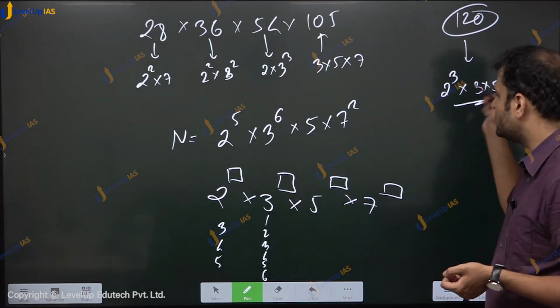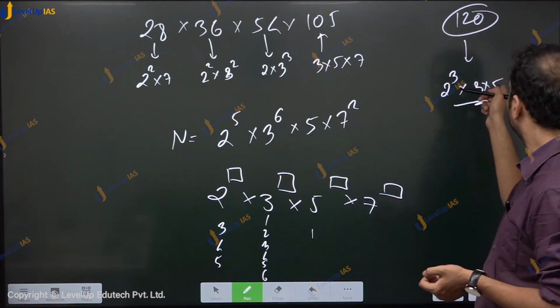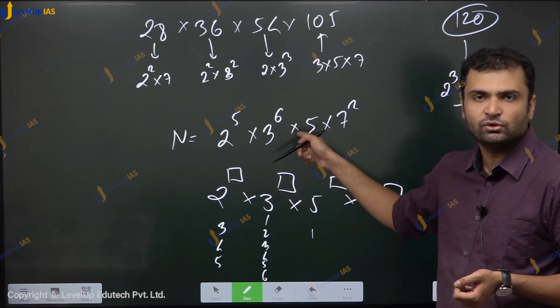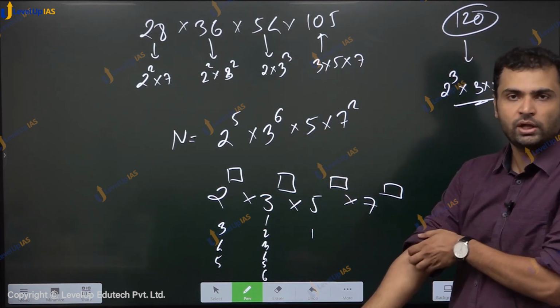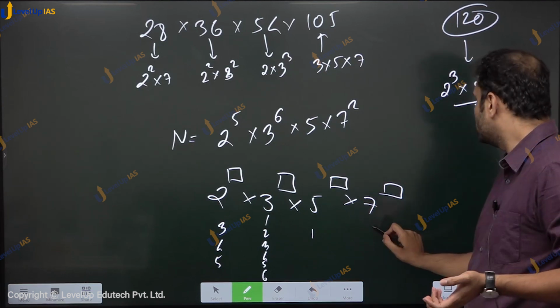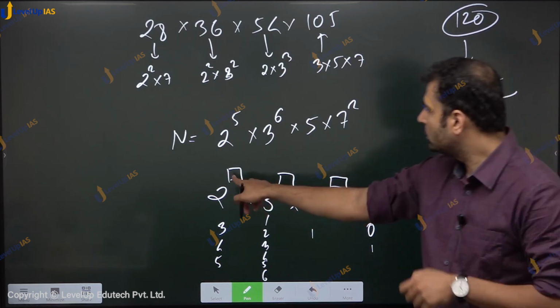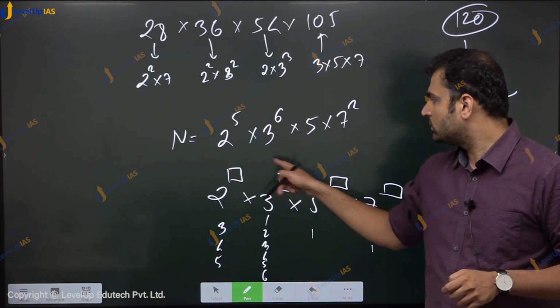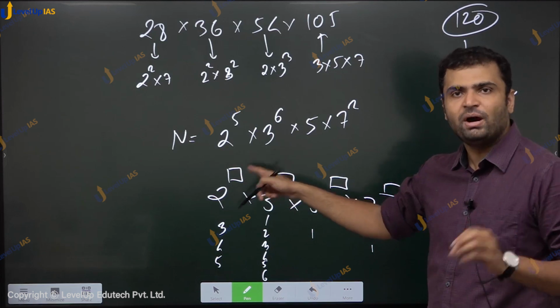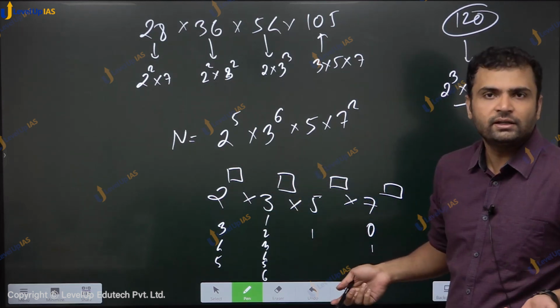At least 1 is needed. And 5 also has to be at least 1, and it can only be 1 since the maximum is 1, so it must appear exactly once. And 7 can be anything, there is no condition for 7, so it can be 0, 1 or 2. And we have to choose this box, the power of 2, power of 3, power of 5 and power of 7, for every factor.